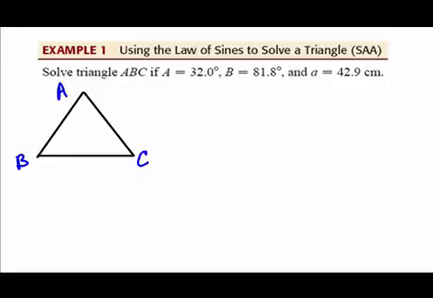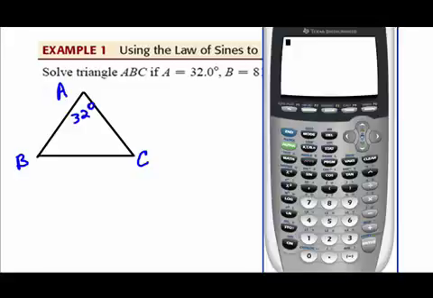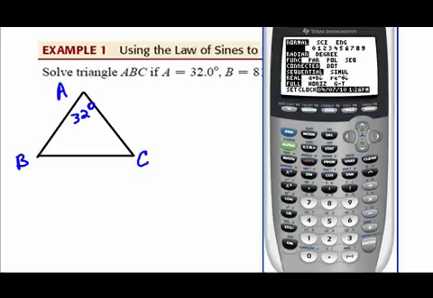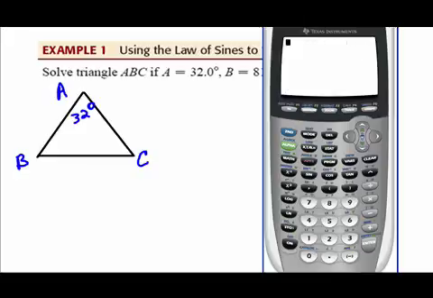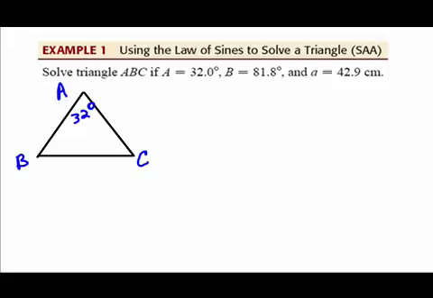And let's fill in what we know. We know that angle A is 32 degrees, which reminds me, folks, before I forget, put your calculator in degree mode right now, or make sure that it's in degree mode. We won't be working with radians today, so I got to switch mine over to degrees. So we got angle A being 32. We got angle B being 81.8 degrees. And we see that side A is 42.9.